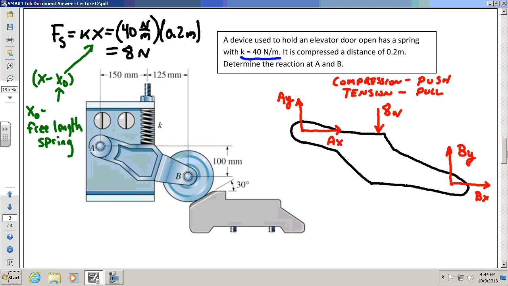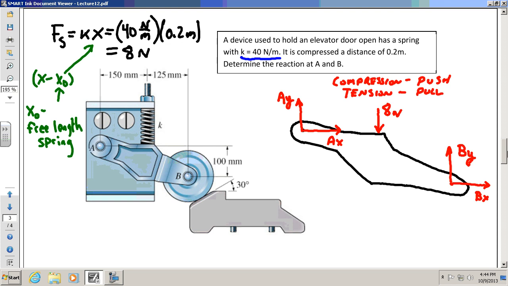There's nothing wrong with that free body diagram. I promise you. Not trying to trick you. There's nothing wrong with that free body diagram. Okay? But you can't solve it because you have 4 unknowns. You can't solve it. So there's nothing wrong with the free body diagram. I don't want to give you the idea that there's anything wrong with that free body diagram.